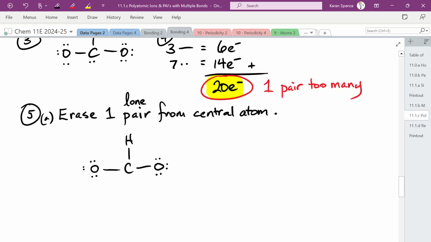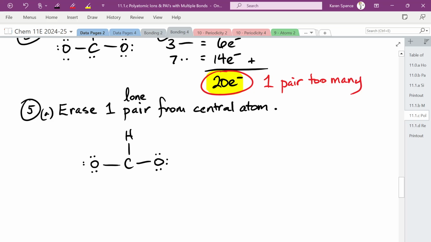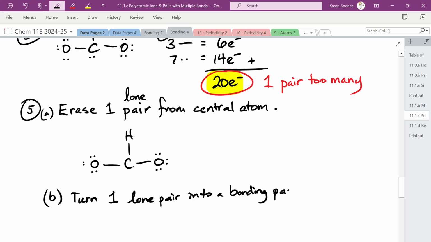And step 5 never just has a part A, it always has a part B. And in this case, we're going to turn how many pairs? One lone pair into a bonding pair. Does it matter which one I choose? No, they're all the same, right? It all ends up in the same result. So I'm going to pick this one.